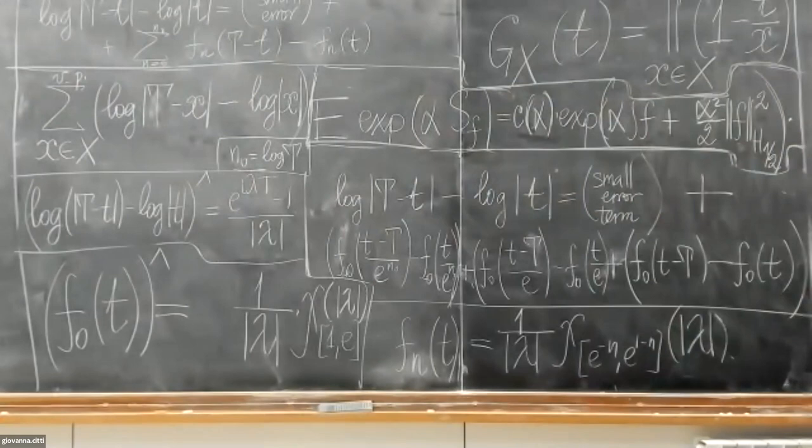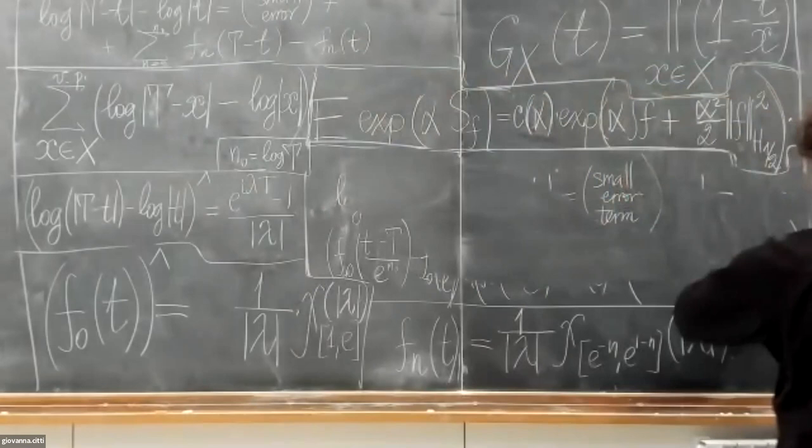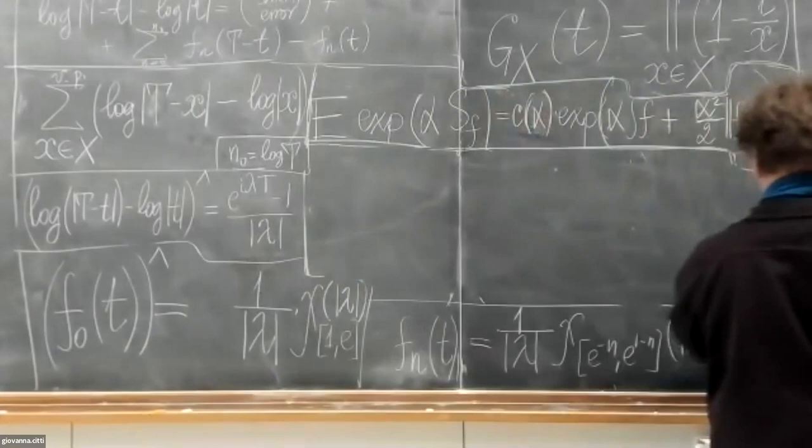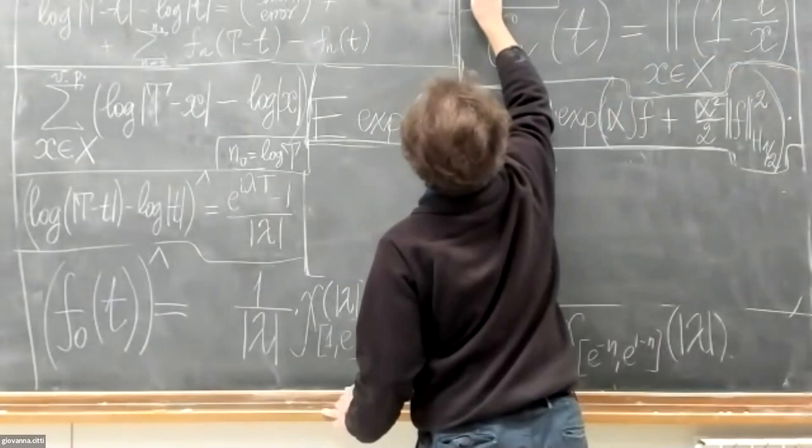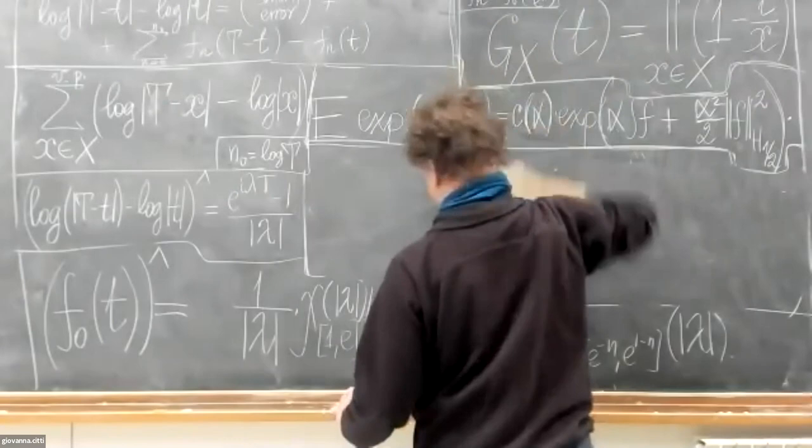So fn, which is important for me, since I rewrote this formula, I erased this one. I copied it there. It is important to keep in mind that fn is just the dilation of f0. Fn, let me write here, fn is equal to f0 divided by e to the power of n. So, looking at this formula, we already start to understand many things.